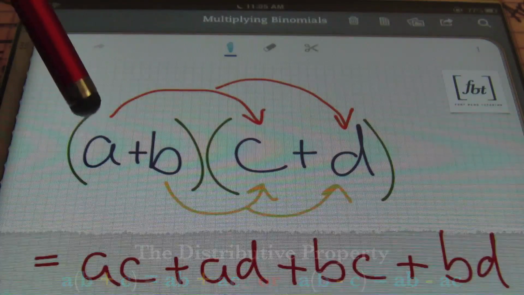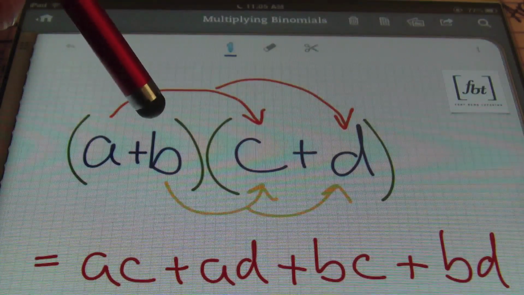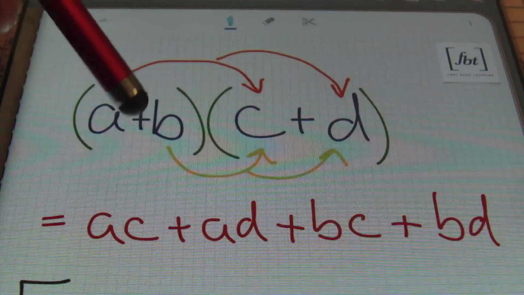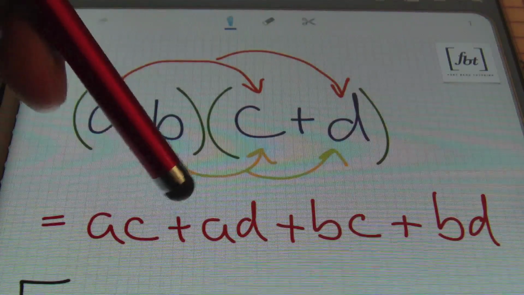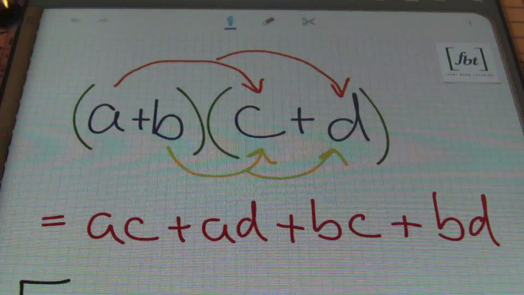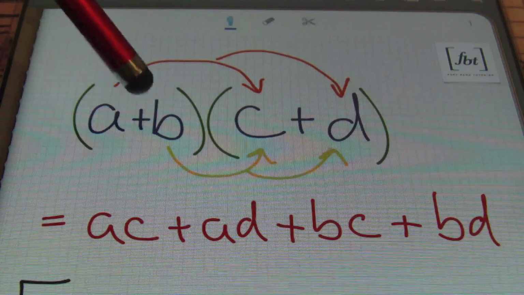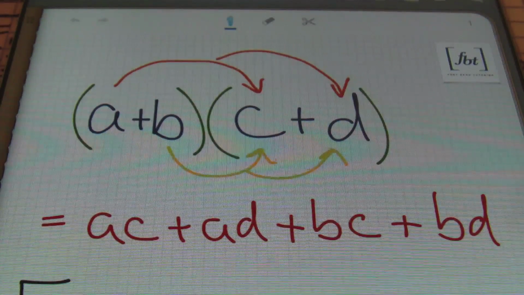And you would end up multiplying the first term times both terms in the second set of parentheses, and you would multiply the second term also by both terms in the second set of parentheses. Therefore, you would end up with these following products. You would end up with A times C plus A times D plus B times C plus B times D. And that's just simply distributing each term in the first set of parentheses times everything in the second set of parentheses, which is what I prefer.